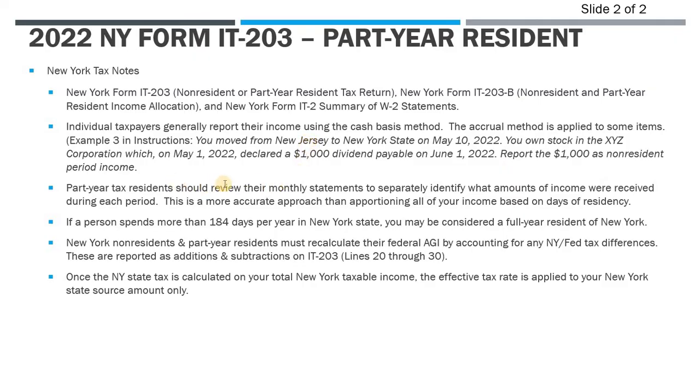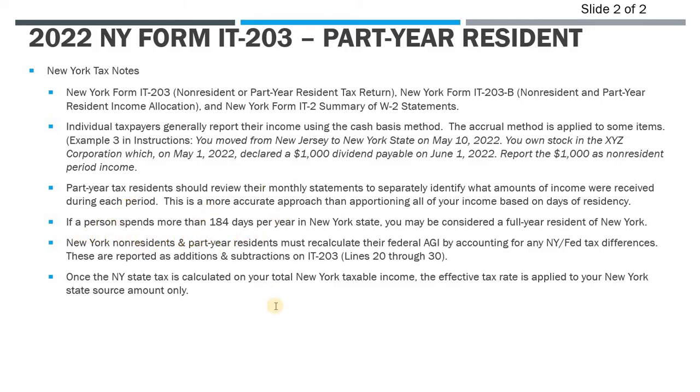And that's because it was declared on May 1st before you moved to New York. So even though it was deposited into your account on June 1st when you were in New York, this would still be attributed to New Jersey. All right. Now, also, the day count is important, right?